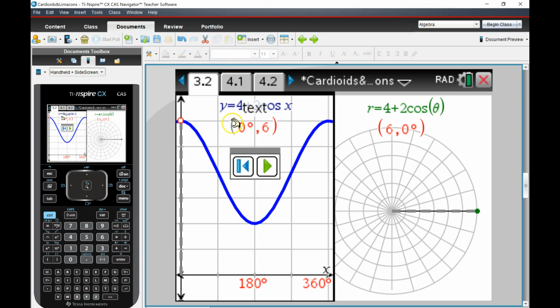This is the one we just graphed, right? 4 plus 2 cosine. So look at this. It goes down to 2, right? There is a minimum distance away, and then it gets further and further out. Take a look. The radius here is at a maximum, and then eventually the radius is going to get smaller and smaller and smaller.